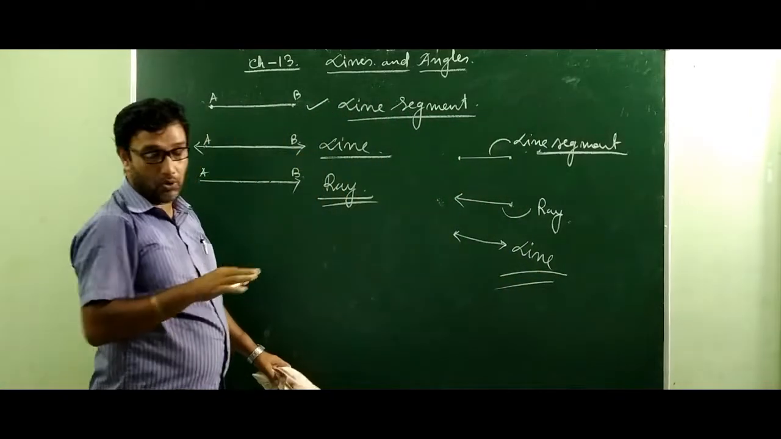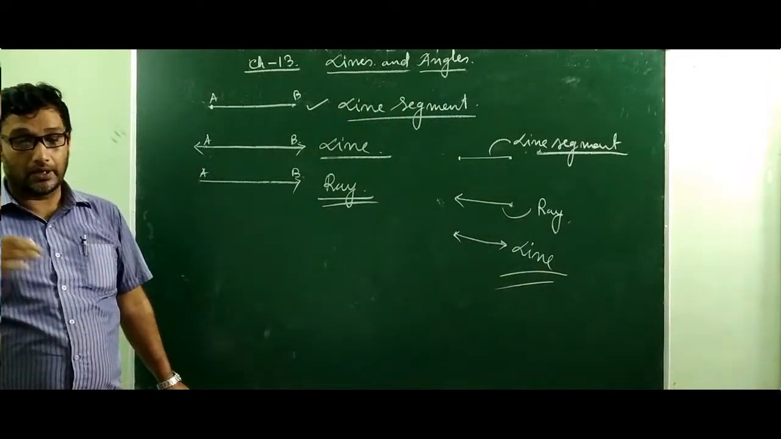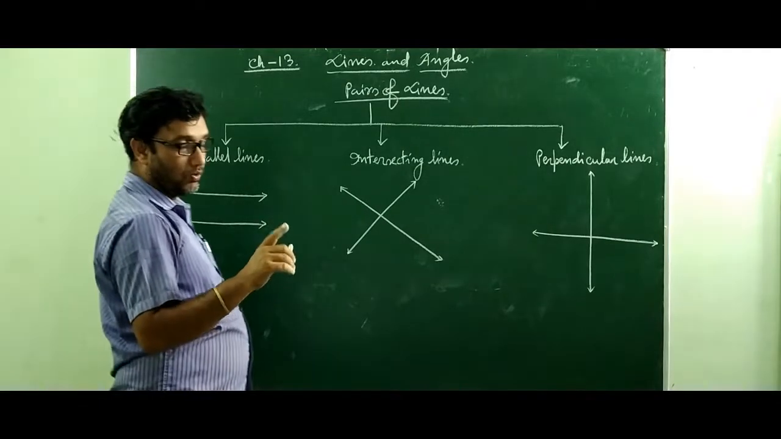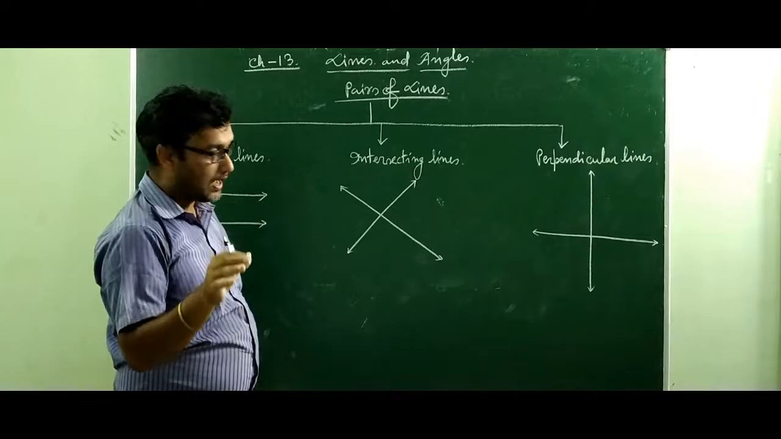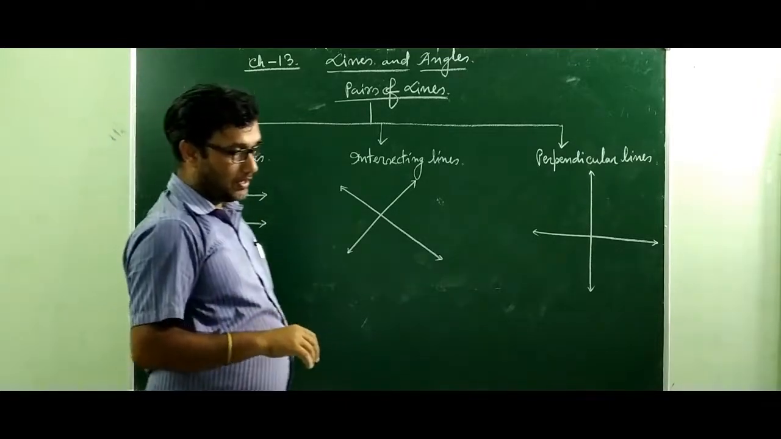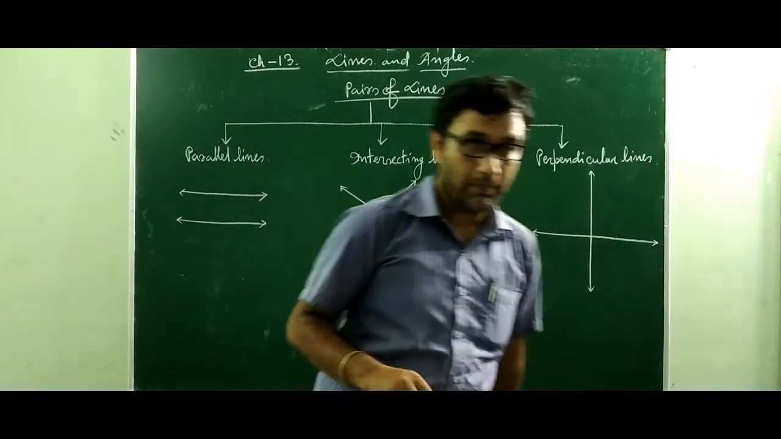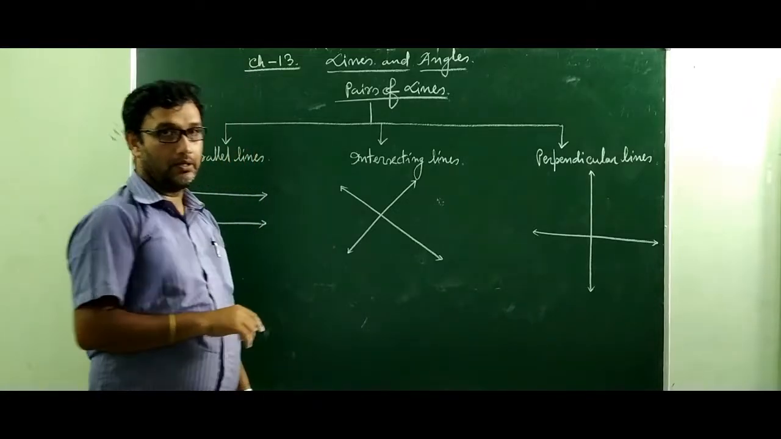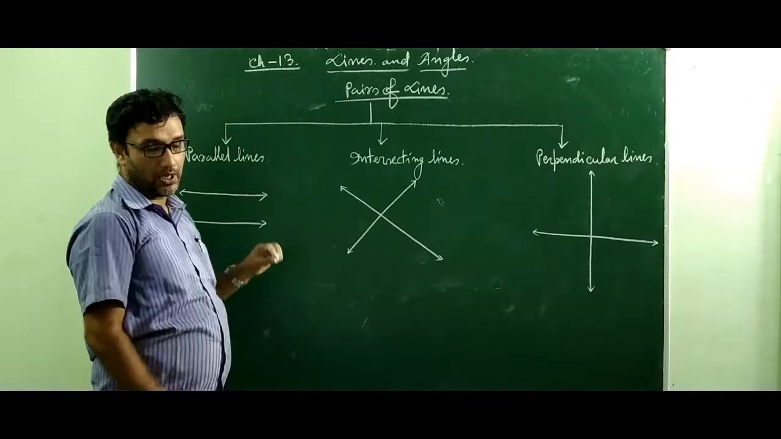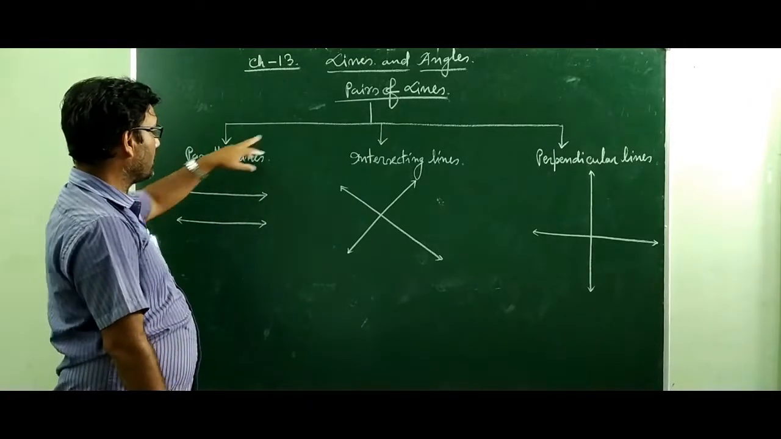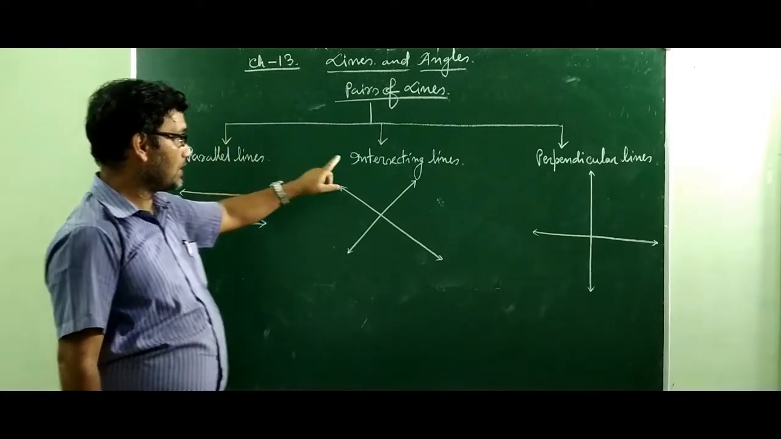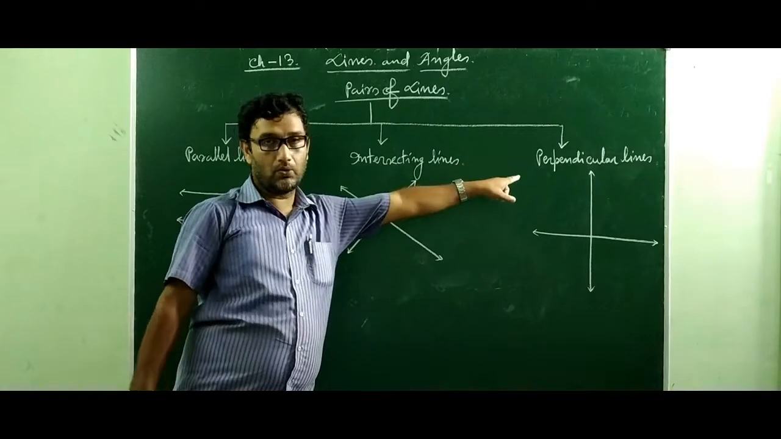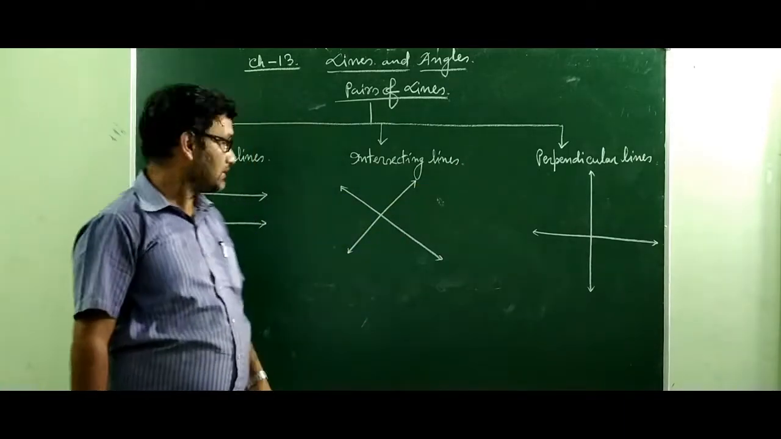So about these three diagrams, okay. Now you see, already I told you what is line segment, what is line, and what is ray. Now in lines, pairs of lines are there. Here 3 pairs of lines are there. First one is parallel lines, next one is intersecting lines, and third one is perpendicular lines.